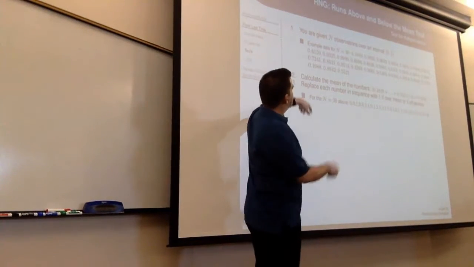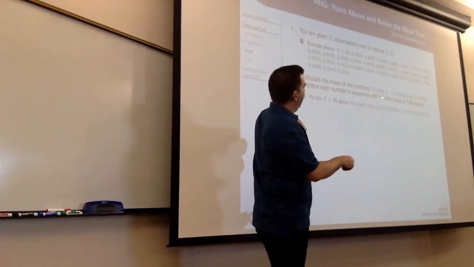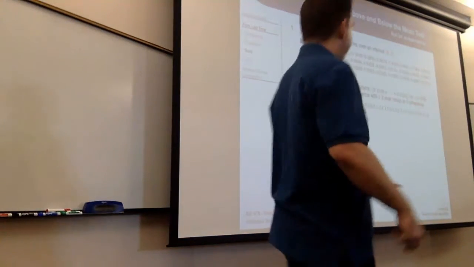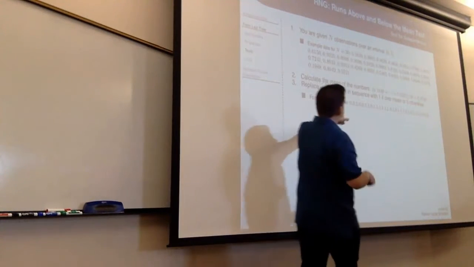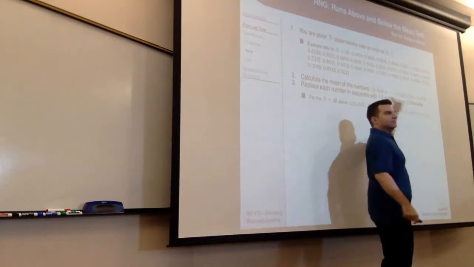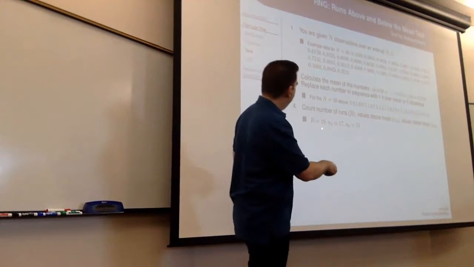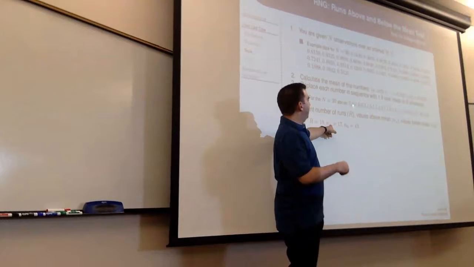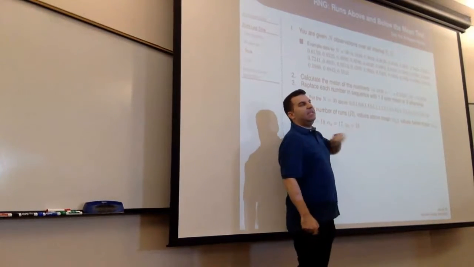I then replace every number here with a 1 if it's above the mean, or a 0 if it's at the mean or below. So now all of these numbers turned into a string of 0s and 1s. So now I can count the number of 1s, and that's the NA value, and I can count the number of 0s, that's the NB value.